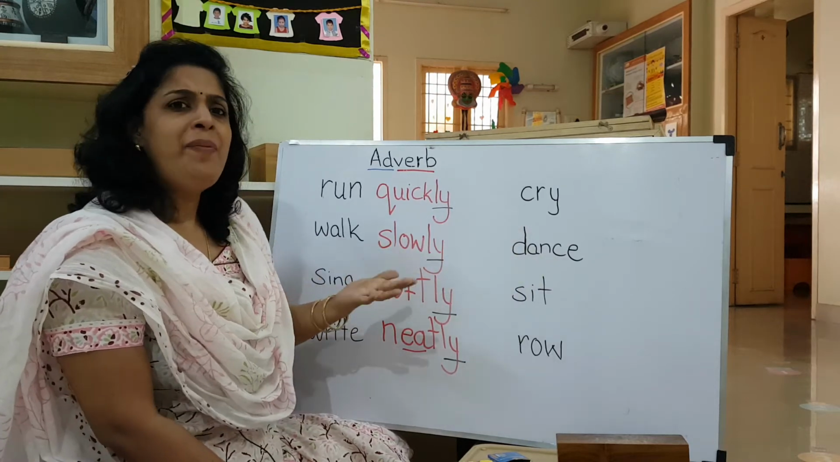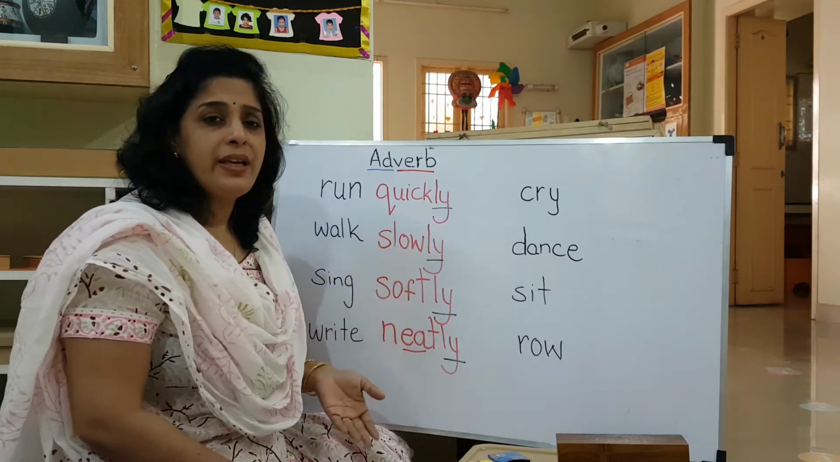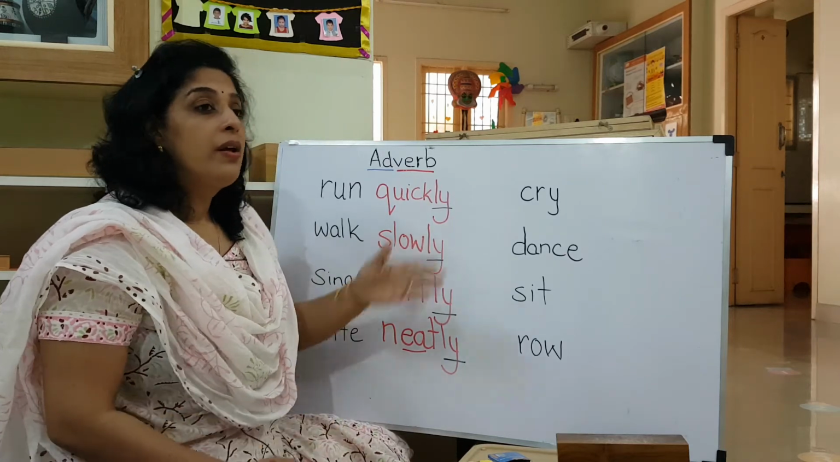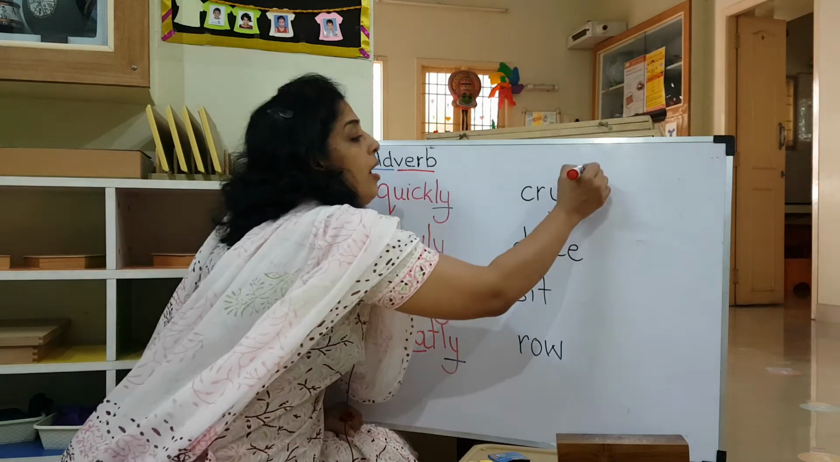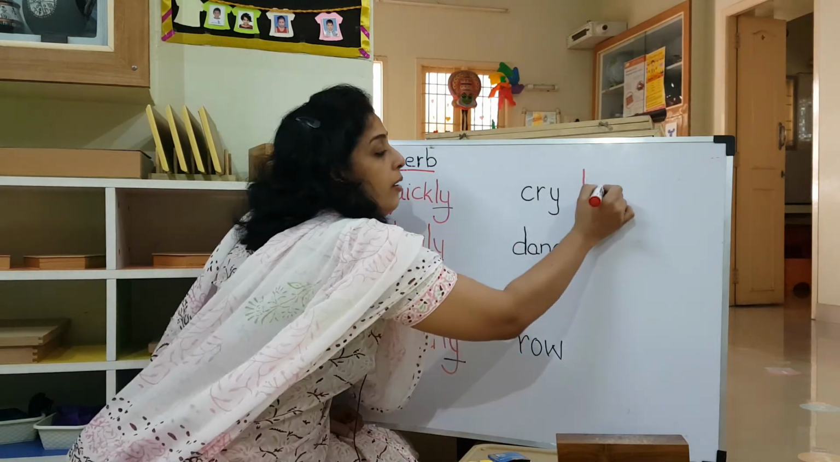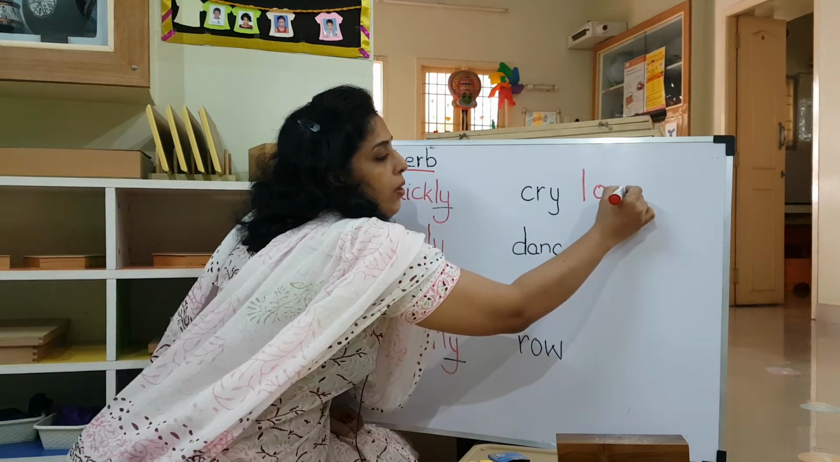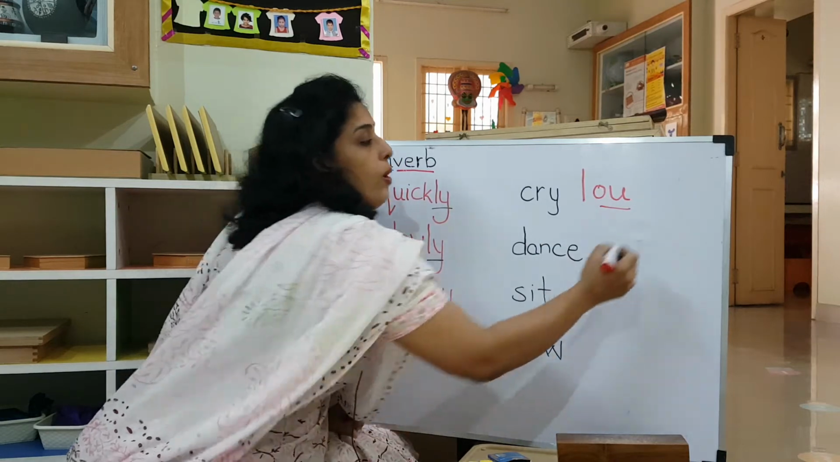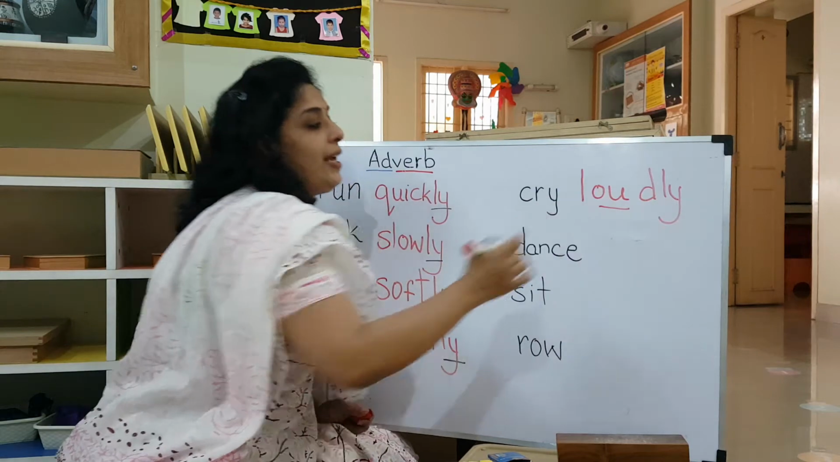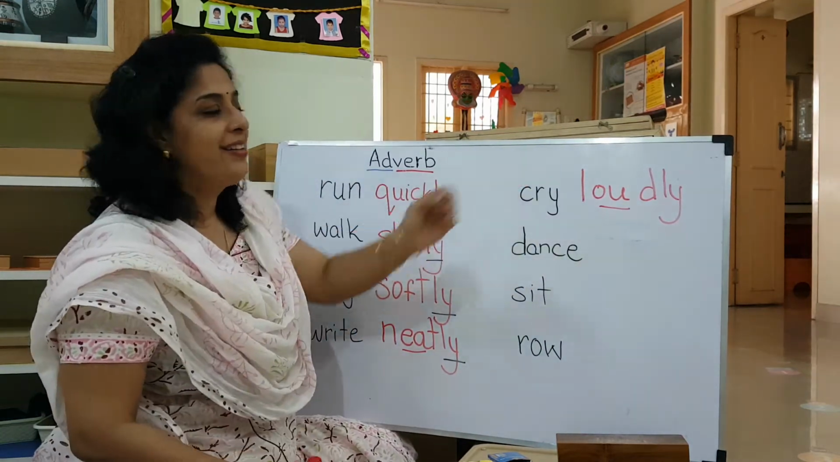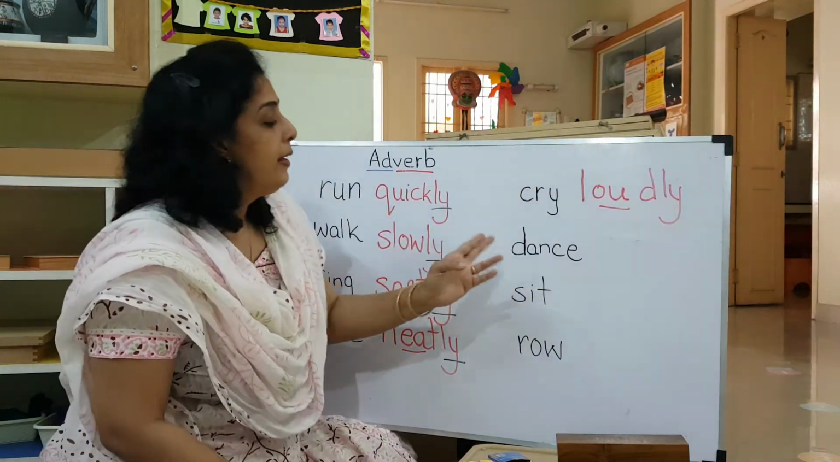Cry. The baby cried loudly. Loudly. How was the crying? It was very loud. Loudly. L. One phonogram here for you. This is ow. Loud. Li. Do you hear that? Again it's ending in a li. Loudly. Next one.